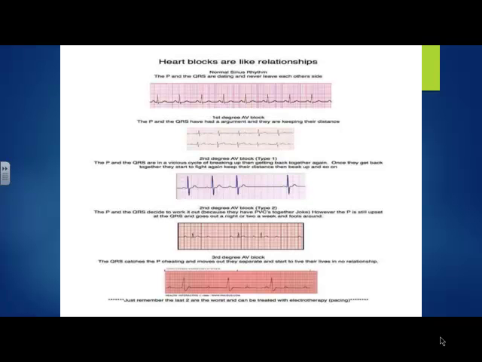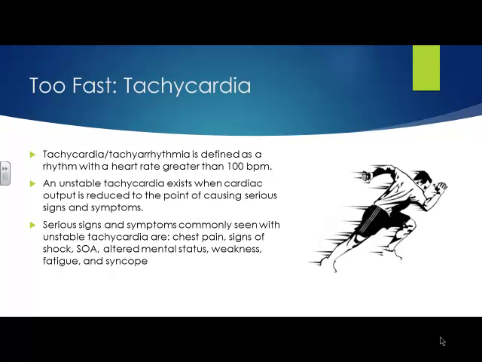So, heart blocks are always kind of a struggle for students to understand. If you understand the way the electricity flows through the heart, and you understand what's going to happen if you have a block at the AV node, then you should understand that a little bit better. All right? So, y'all good on blocks? Can we move on? Cool.